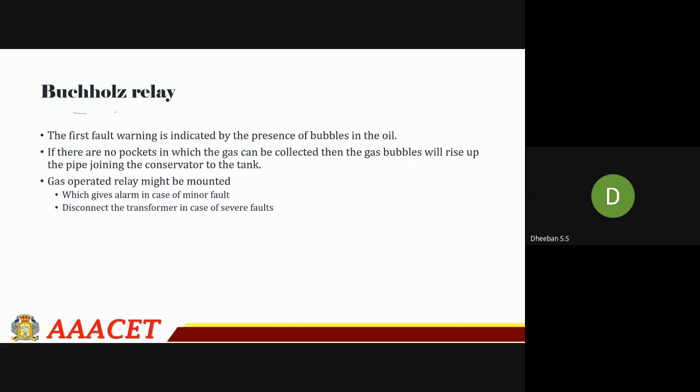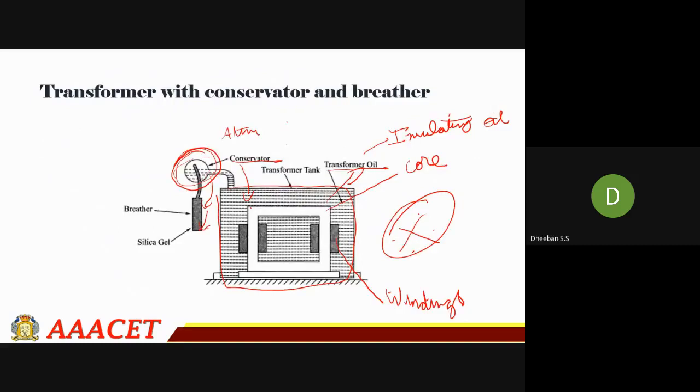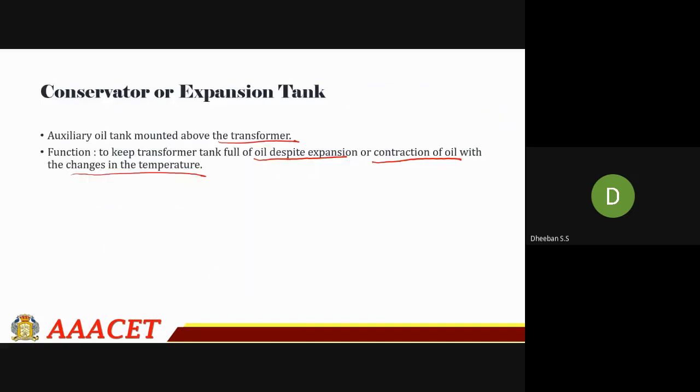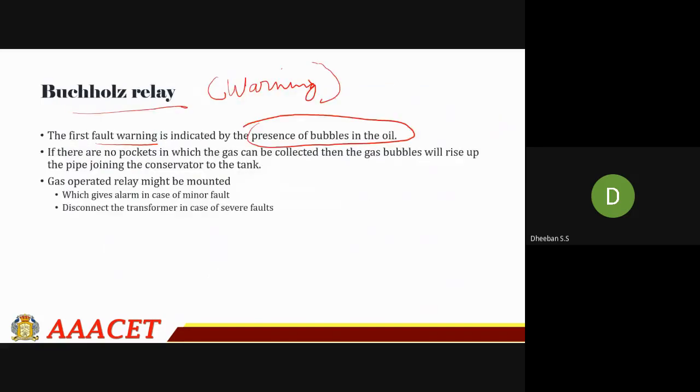Next comes the Buchholz relay. It is a warning device. We have seen about relays previously. The Buchholz relay is nothing but a warning device. First, the fault warning is indicated by the presence of bubbles in the oil. If any bubbles arise, it will be indicated by this Buchholz relay. If there are no pockets in which the gas can be collected, then the gas bubbles will rise up. This you already know.